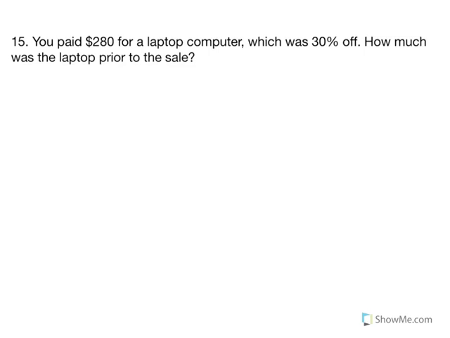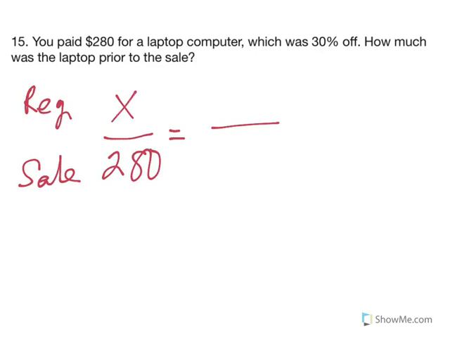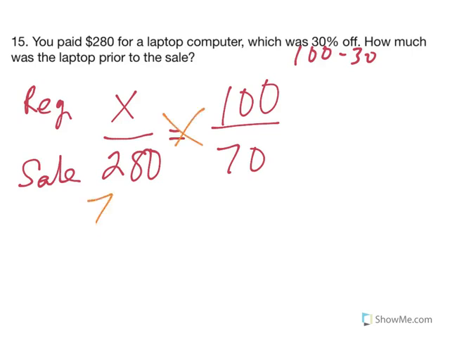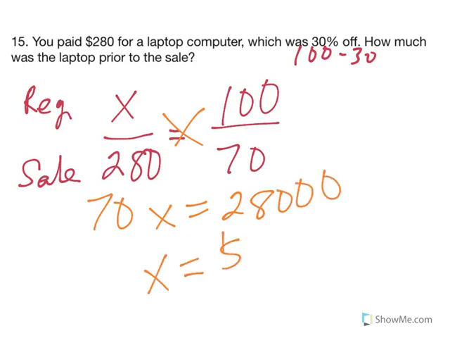All right, number 15. You paid $280 for a laptop, which was 30% off. How much was the laptop prior to the sale? Okay, so we've got the regular price and the sale. Okay, so we know you paid $280, and that was on sale. We don't know the regular price. It was 30% off. Okay, 30% off means less than 100. So it was at 70, well, the regular price is 100%. So when you do it this way, let me cross multiply, 70x is 28,000. Divide both sides by 70, and the original price for this laptop was $400.